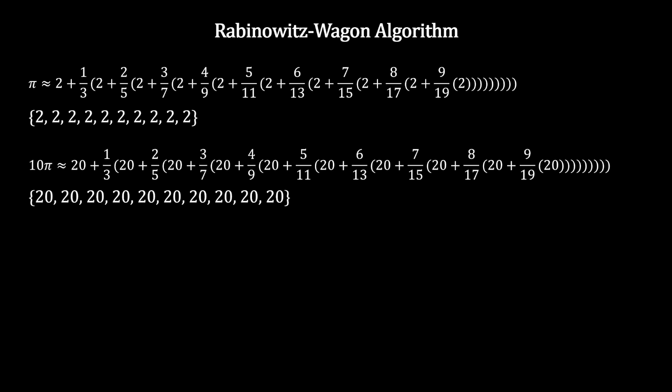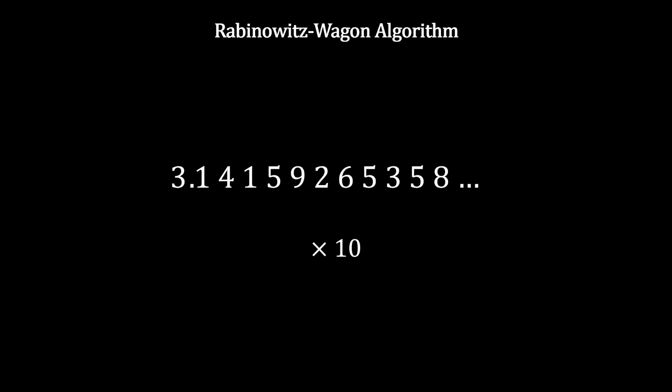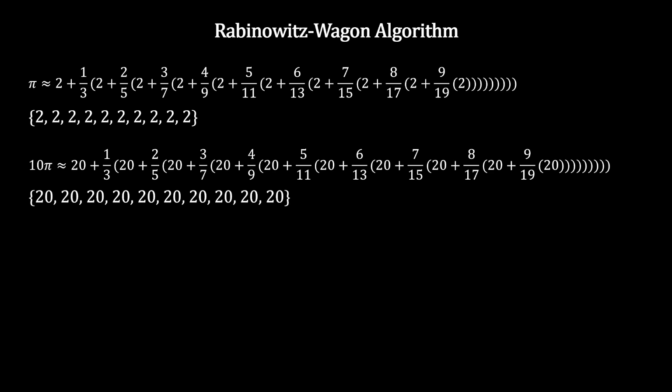The first step is to multiply the whole expression by 10 to shift the first digit 3 into the tens place, which is where we will find it later. In the array, we just multiply each element by 10, which is the exact same thing because of distribution. Then, the algorithm can start to extract the first digit.